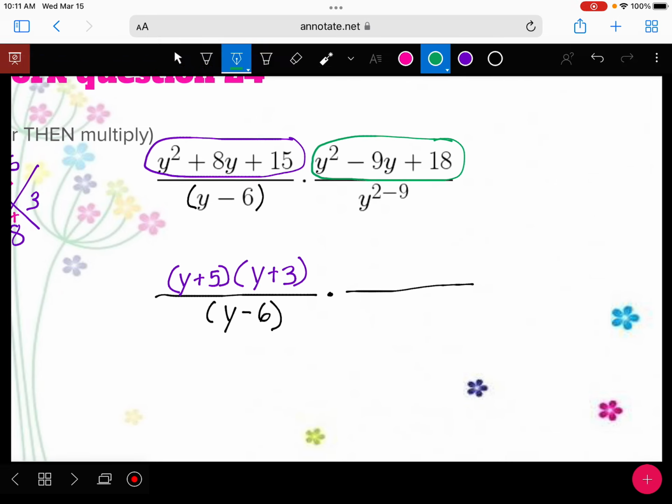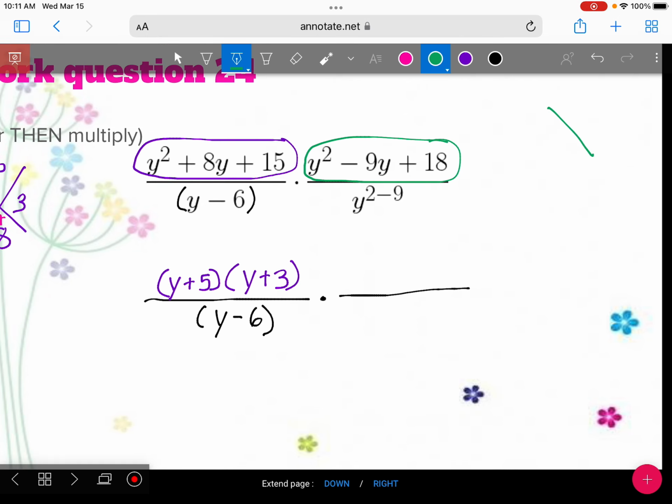So now we're going to do the same thing with the right pieces. Again, I have an A value of 1, so all I need is the X frame. My A times C, 1 times 18 is 18, and the bottom is negative 9. I need a pair of numbers that multiply to be positive 18 and add to be negative 9. Negative 6 and negative 3. So we're going to put y minus 6 and y minus 3.